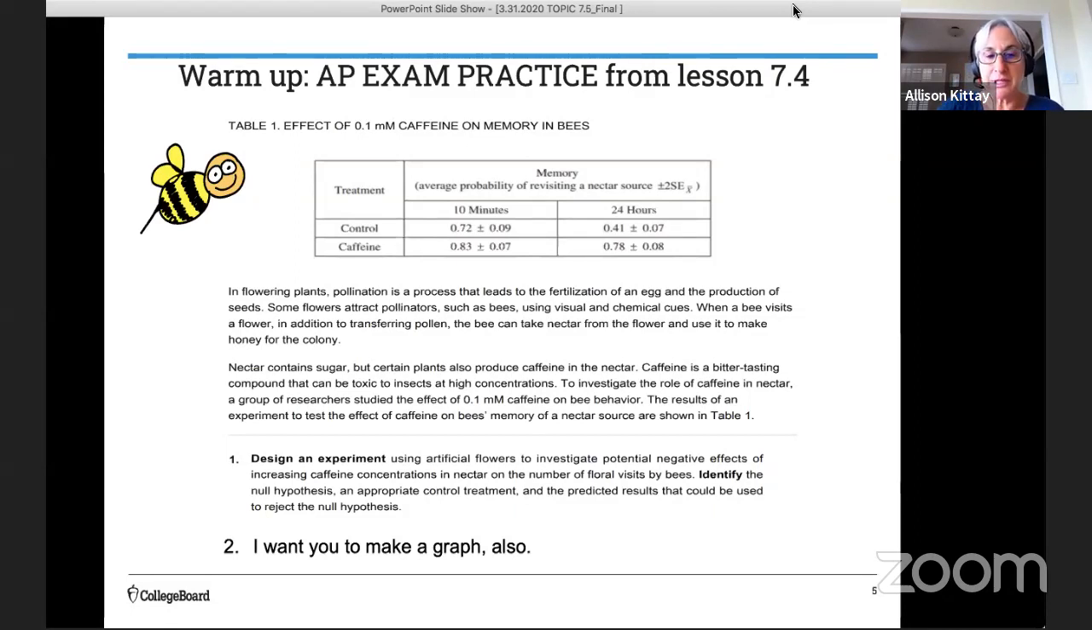So if you did this last night, grab your homework. And if you're just joining us today, try to think about your experimental design. You might not have time to actually do the graph, but you can go back and do that later.